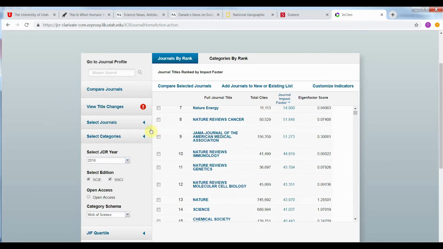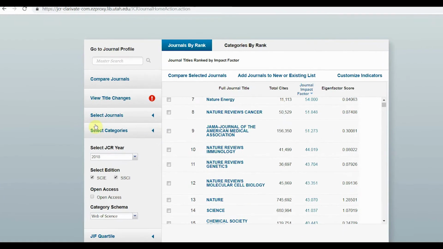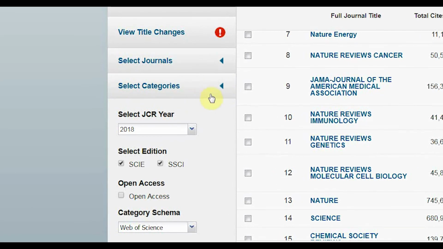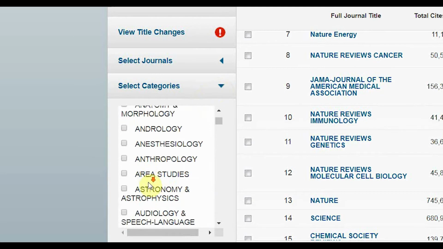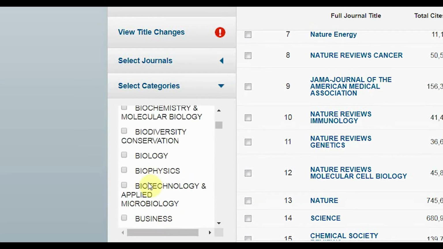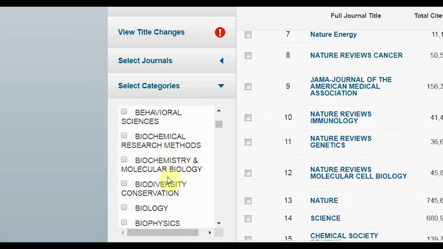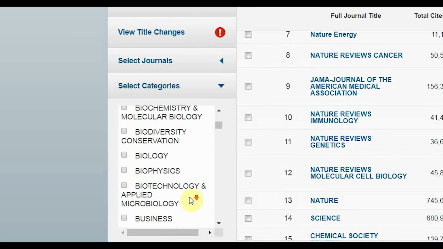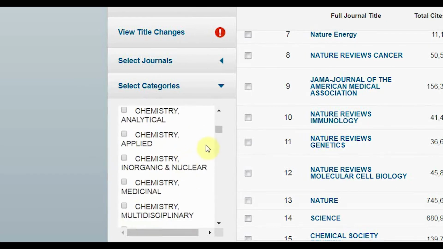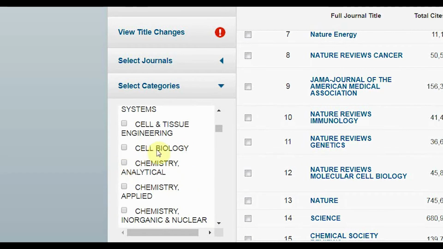What I want to do, and what I want you to do, is to look at this particular button right here, select categories, and I want you to click on the categories that are most relevant to your interests. For instance, if you're really into biodiversity, you're an environmental studies major, that might be an interesting one to click on. If you're in biology, that could likewise be an interesting one to click on. Some of these are divided into multiple different subdisciplines. We have chemistry analytical, we have chemistry applied, we have chemistry inorganic and nuclear, and so forth.